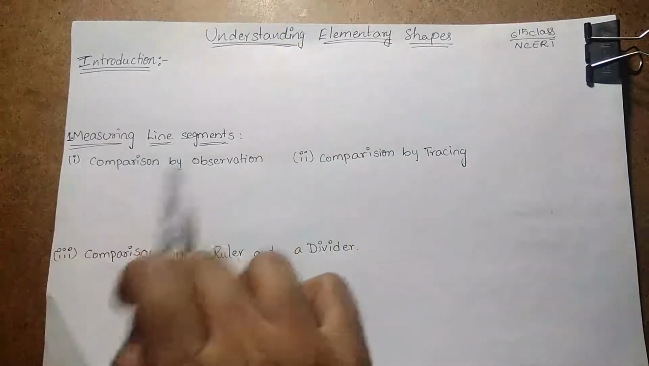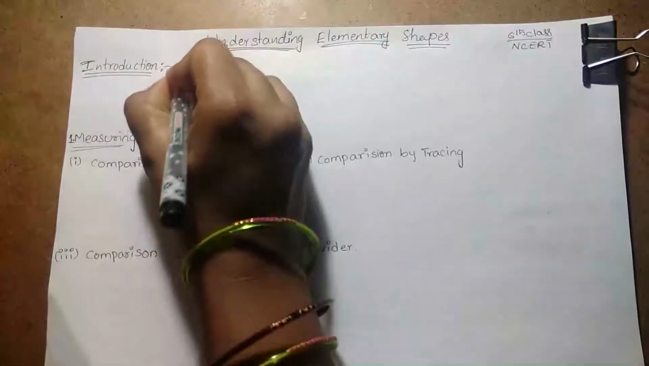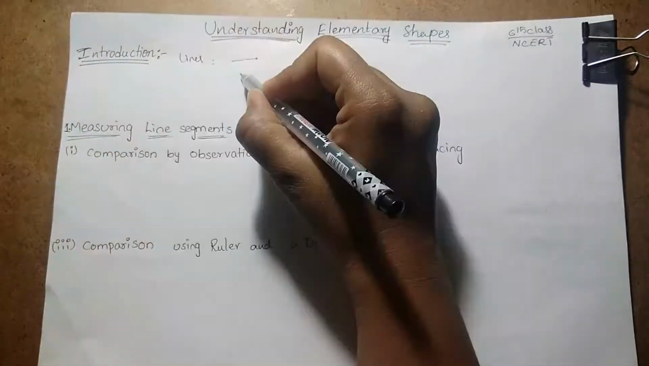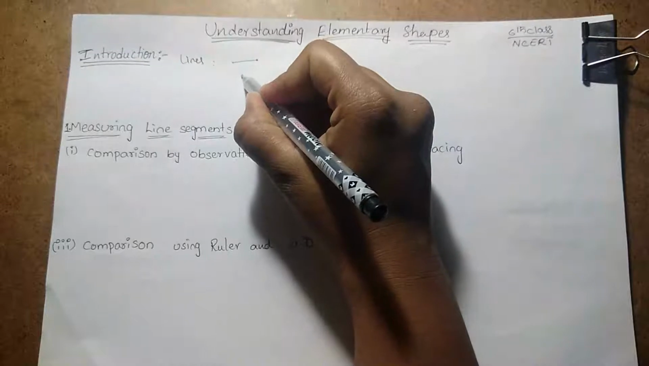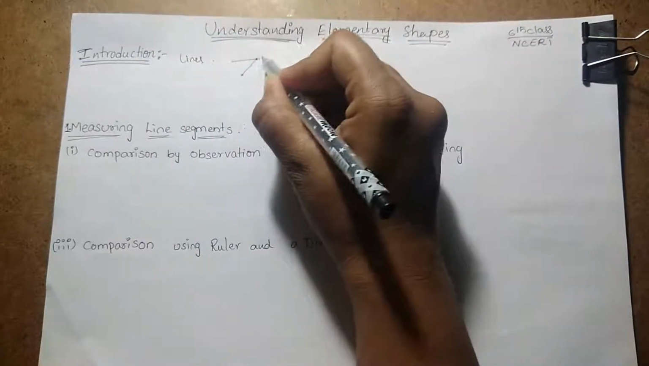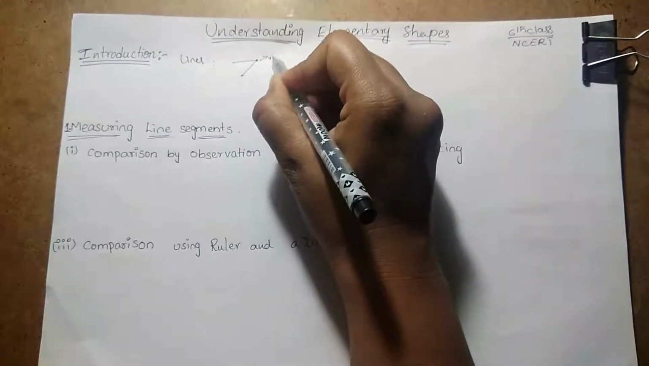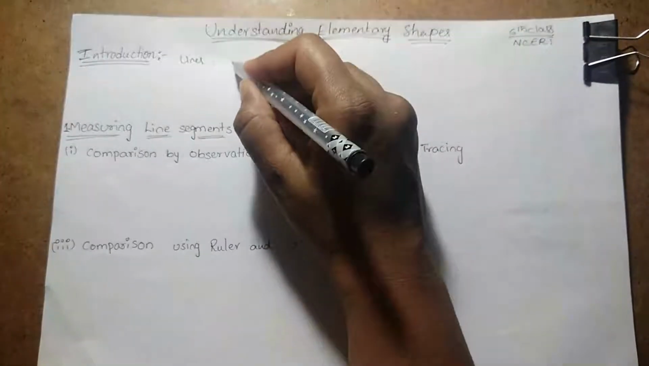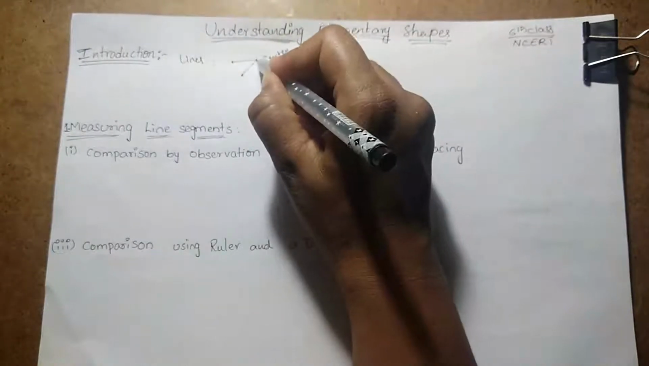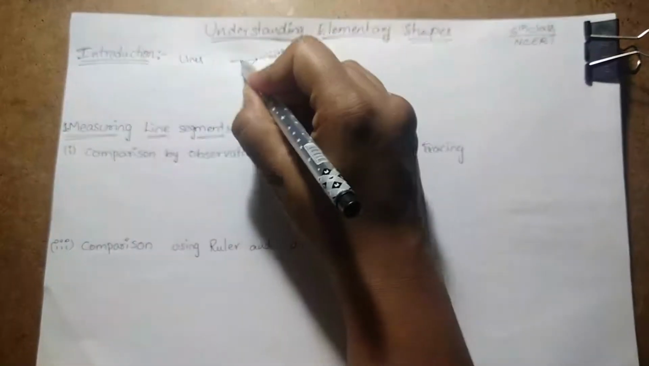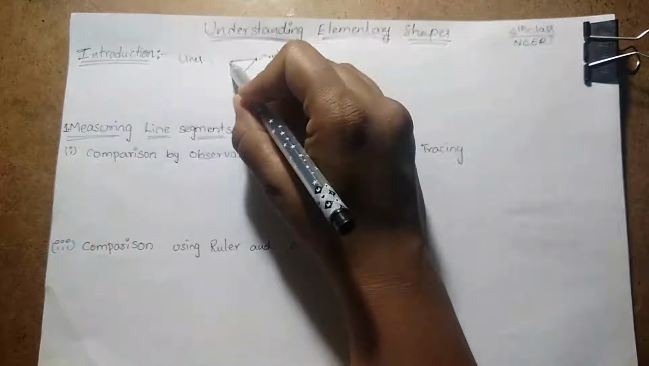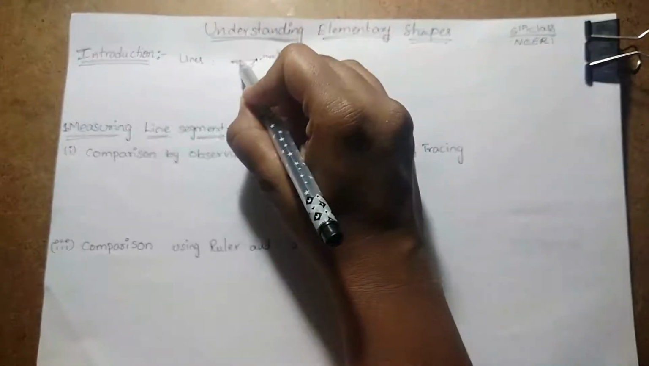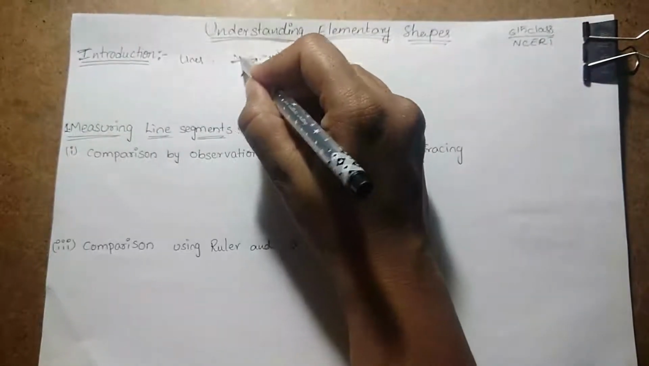Here, measuring line segments. We know about lines, connecting two line segments at a point. This is a vertex. Here is one line and this is another line. So these are lines having 2 points at the ends, a starting end and an ending end. So this is the line.